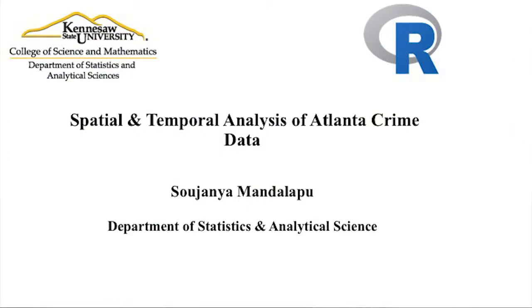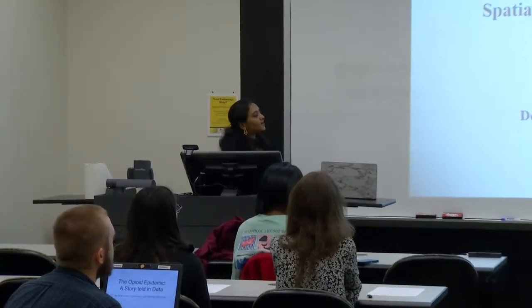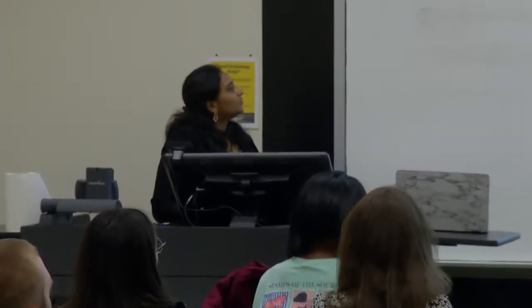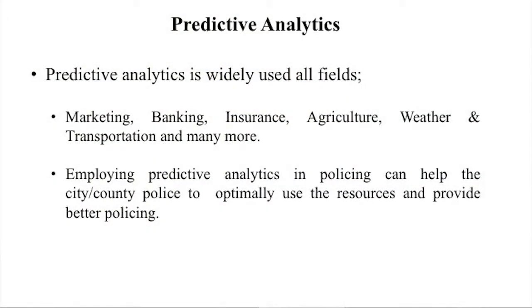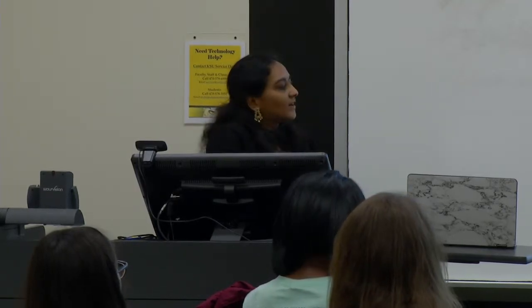My poster is on spatial and temporal analysis of Atlanta crime data. I'm mainly focusing on predictive analytics. Today in almost every field we are using predictive analytics. Like if you take a marketing company, which customer do you need to target for a particular product? Or whether a particular customer is going to default or not. In almost whichever field you take, predictive analytics is growing very rapidly. Using predictive analytics in policing will definitely help the city police to better and more efficiently use their resources.